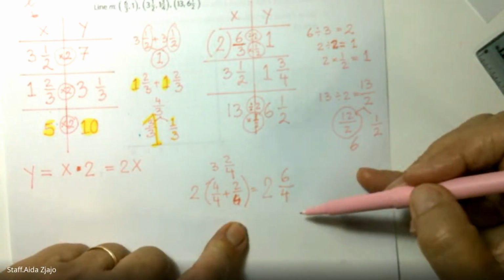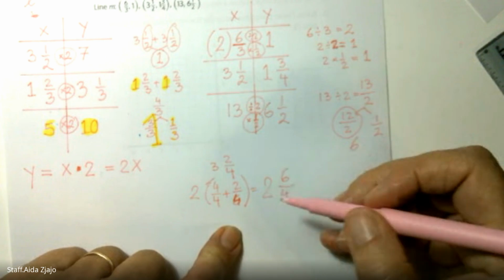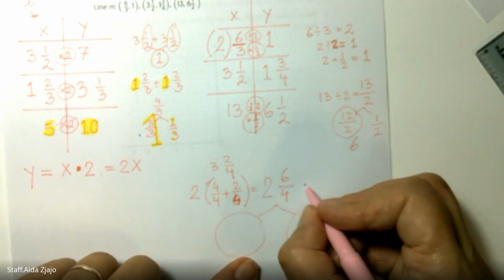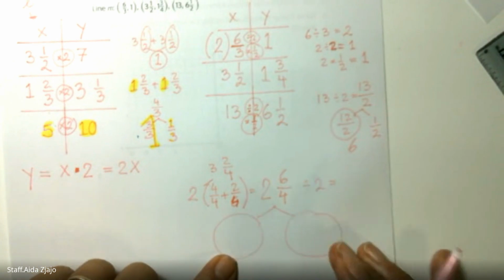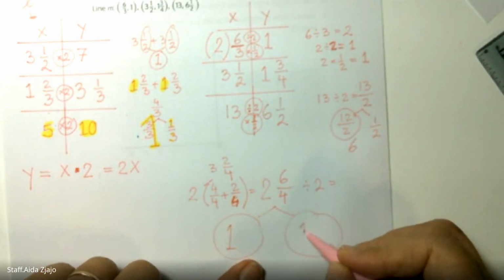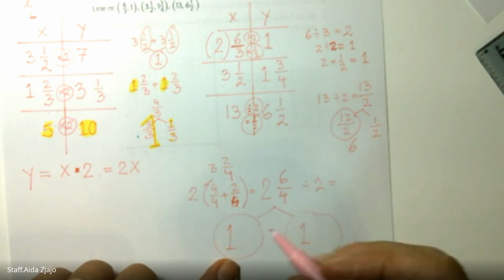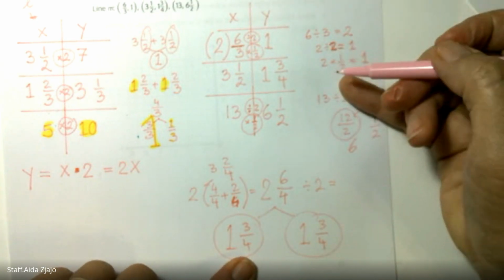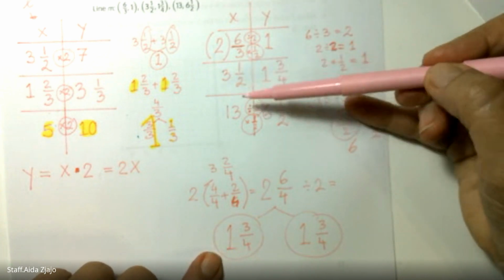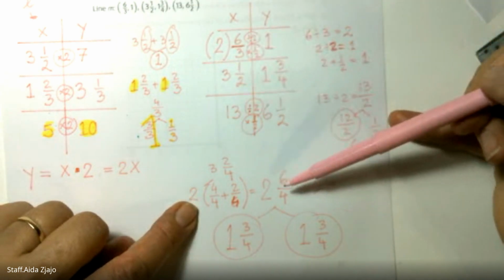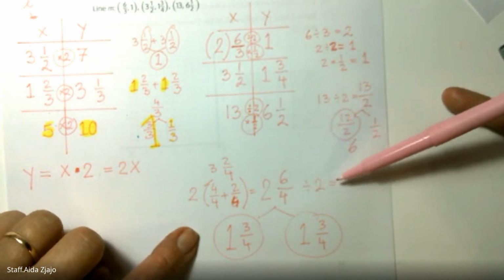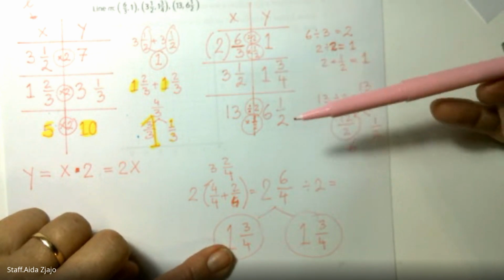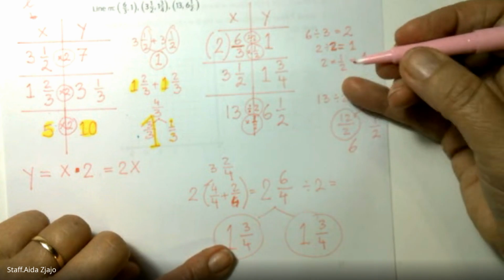You can share equally into 2 parts. So if we divide this into 2, each one gets 1 whole, and then each will get 3 fourths. So we prove our answer. If we have 3.5, we can change it into 2 and 6 fourths. And when you divide that into 2, it gives us 1 and 3 fourths.